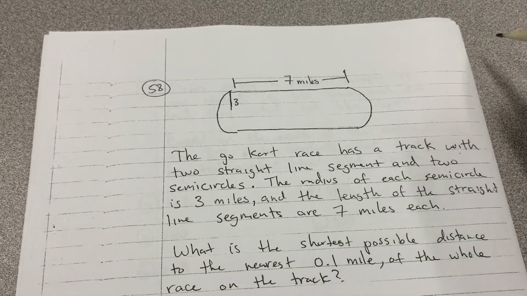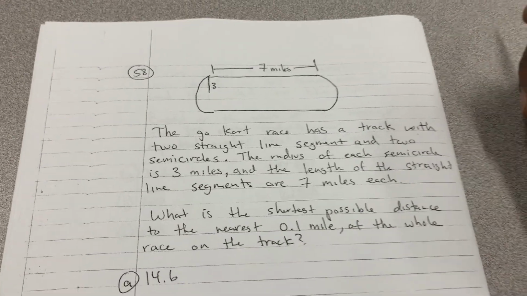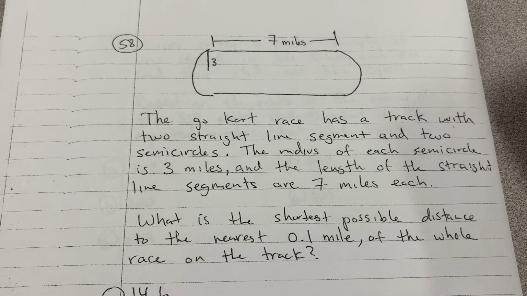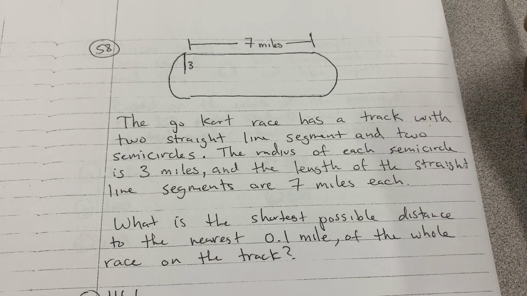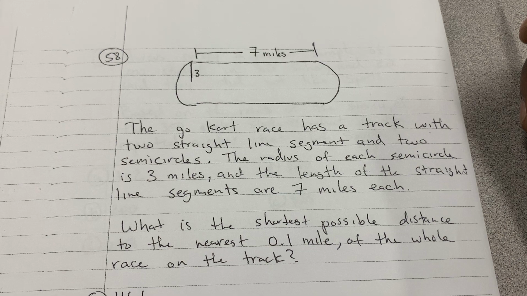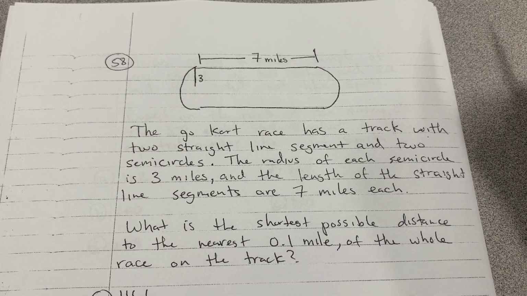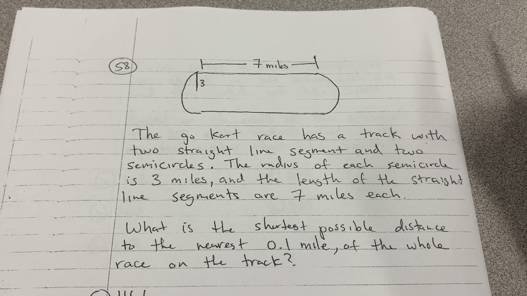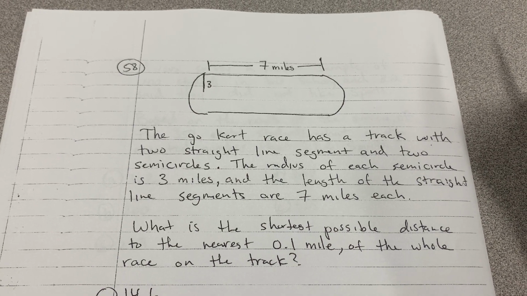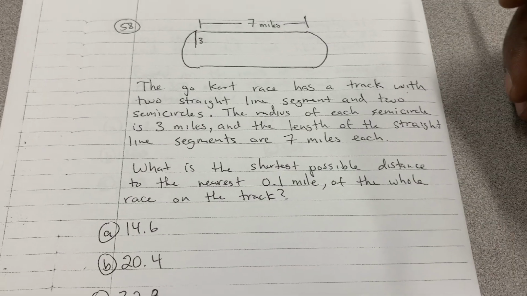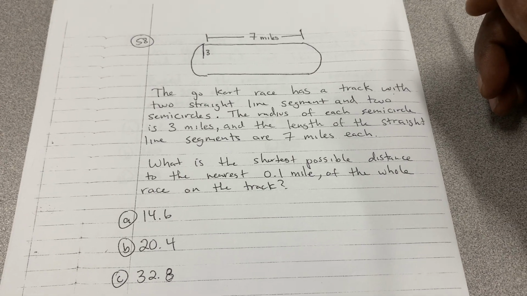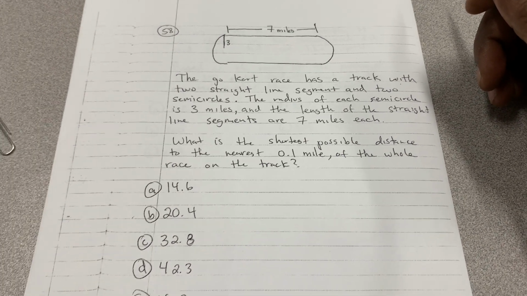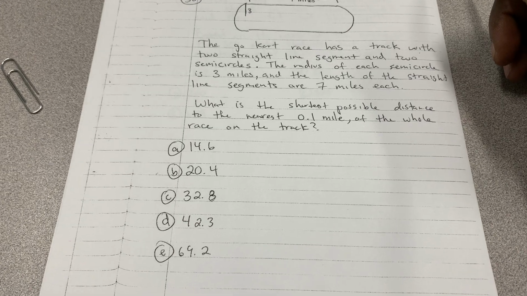Okay, so this is number 58 in the first packet. It's the racetrack question. It says the go-kart race has a track with 2 straight line segments and 2 semicircles. The radius of each semicircle is 3 miles, and the length of the straight line segments are 7 miles each. What is the shortest possible distance to the nearest 0.1 mile of the whole race on the track? And we have our possible answers right here.